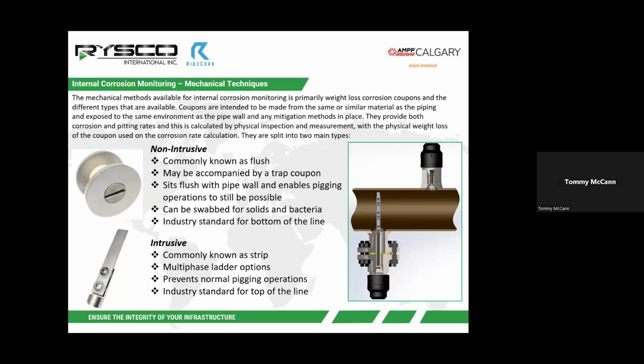The intrusive, or as most people call it, a strip. These are available as multi-phase ladders, so you can see in that image where you have three positioned in different parts of the flow. Most commonly it would be a pair mounted in the electrolyte or fluid. So in a system with a high water percentage, for example, they may sit in the middle of the flow. More commonly, they'll come in from the top and be positioned in the bottom section. So when you have that top of the line location, that's generally what's specified.